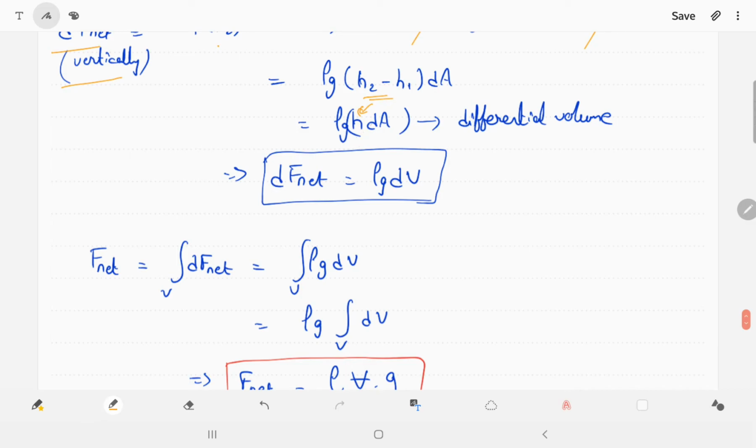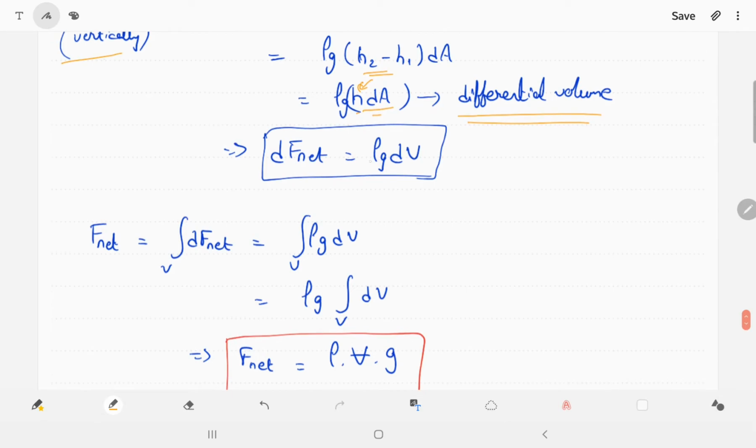Then rho g into H into dA, as we know, this H into dA is the differential volume of the object we considered. That means dF net equals rho g into dV. As I am considering only this small cylindrical particle in the object, I'll integrate over all of this part.